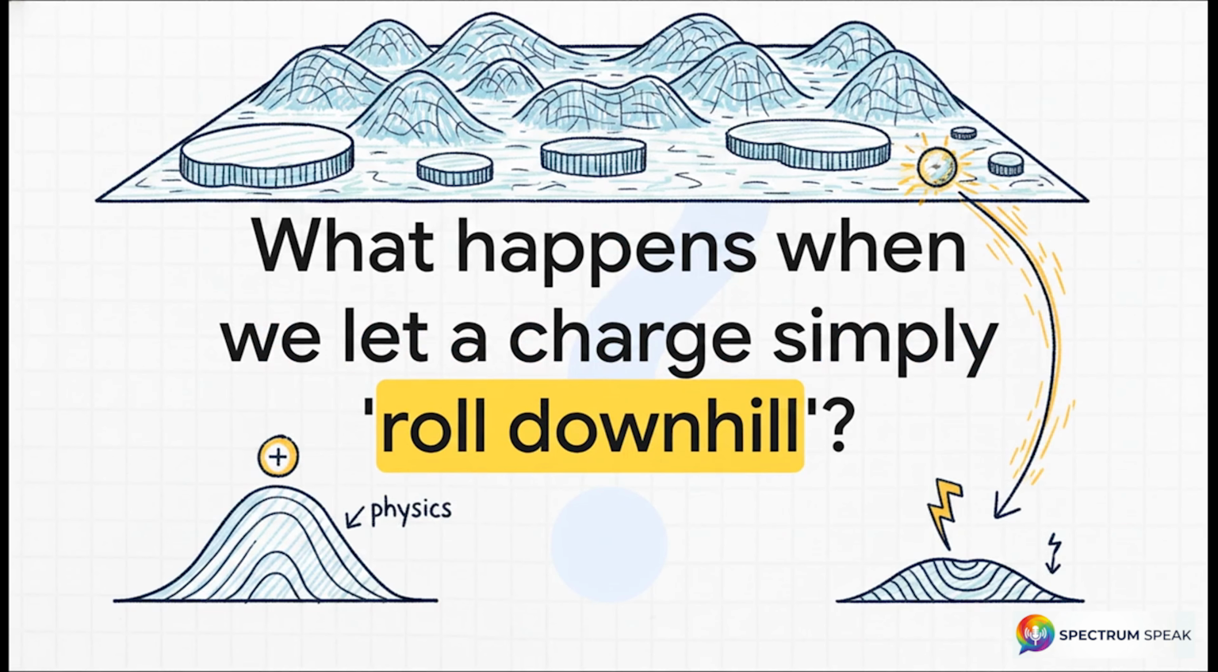And that leaves us with one final thought to chew on. We've described this whole electric landscape. We now know how to calculate its height at any point. So, what happens if we take a charge, place it on that landscape, and just let it go? What happens when it starts to roll downhill? Because that relationship between the shape of the landscape and the motion it causes, that's where the physics gets really interesting.